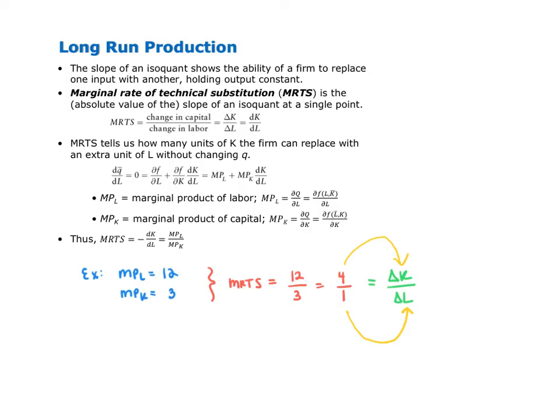That's because adding one more unit of labor increases output by 12 units. To keep output the same, therefore, the firm has to take away enough capital to bring output back down by 12. According to the MPK, for every 1 unit of capital that the firm gets rid of, output comes down by 3. So for output to come down by 12, the firm needs to reduce capital by 4 units.